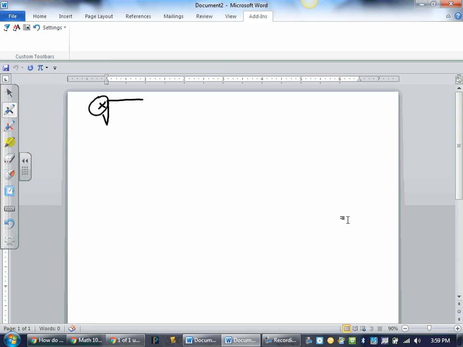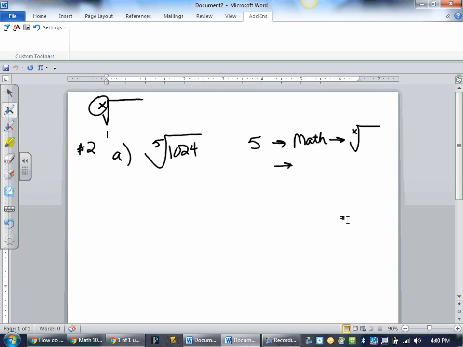So this is example number 2, question A. The question is the 5th root of 1,024. The first thing you will type in on your calculator is a 5. Then you will hit math, and you will choose the little X root symbol, and then you will type in the answer under the radical, which is 1,024. And when you hit enter, you should get the answer to be 4. So you type in this number first, then you go to math and get your radical sign with your 1,024.